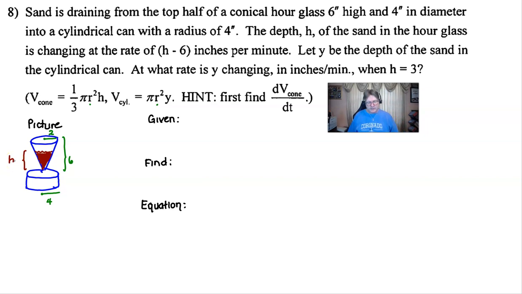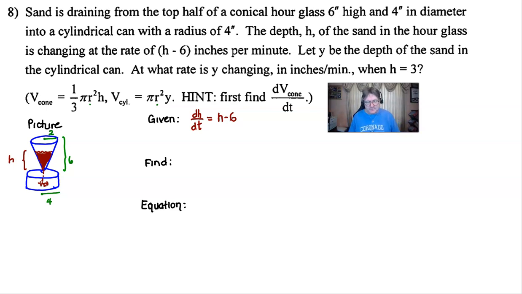Now, when you look at the information that's given, sand's falling out into this cylinder. It says that the depth h in the hourglass is changing at a rate of h minus 6. Well, I think that is your given: the rate of change of the height of the sand h is h minus 6. Now, I know that is not the normal rate of change that we would like to see in our given. I think we would want that to be a number, but it's something that we really don't have much choice with.